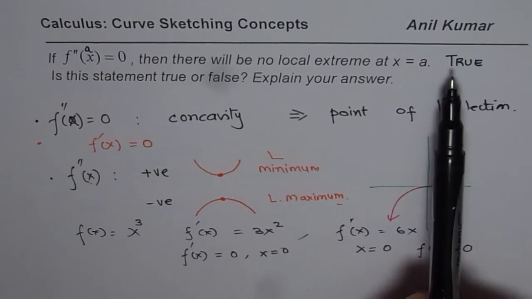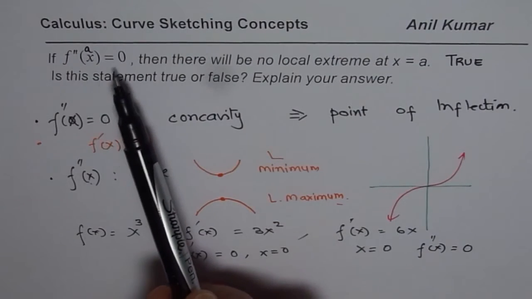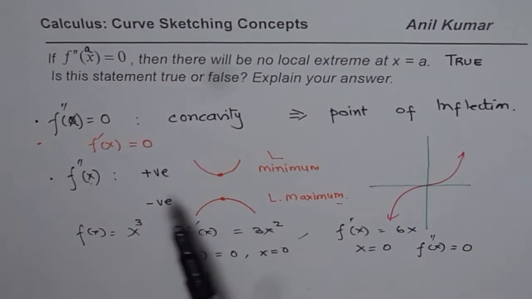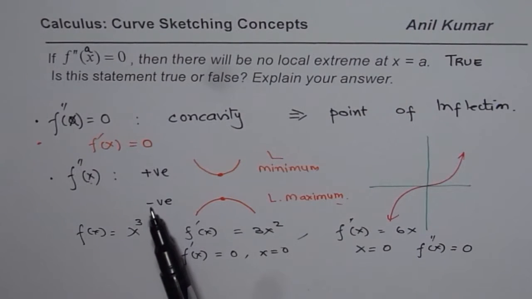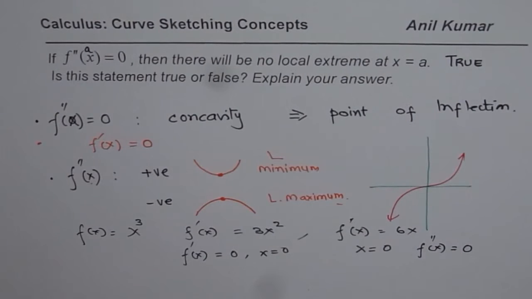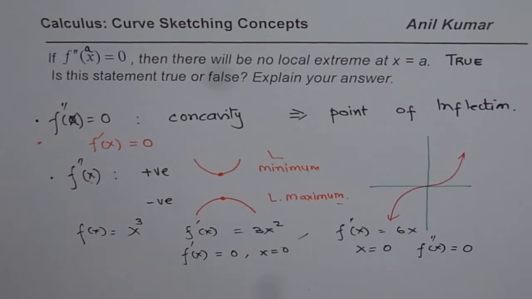But anyway, it is always true that if second derivative is 0, we are not looking for local maximum or minimum. Second derivative should be positive or negative, and first derivative 0, for local minimum or maximum. I hope that helps. Thank you and all the best.